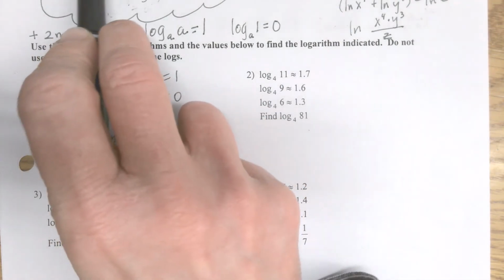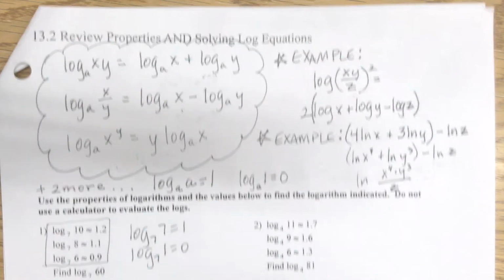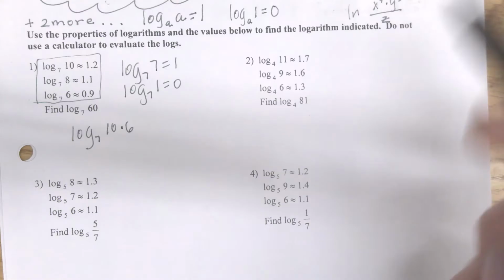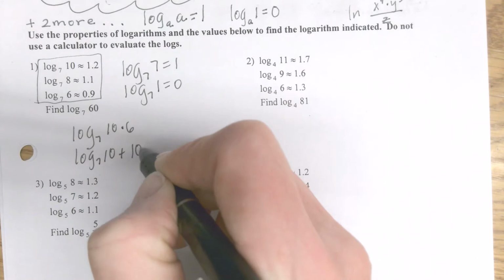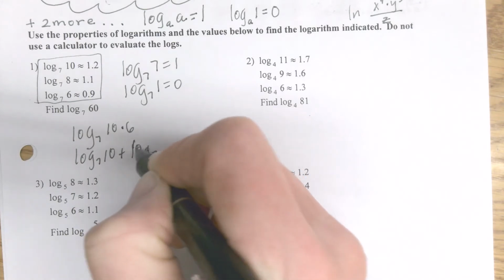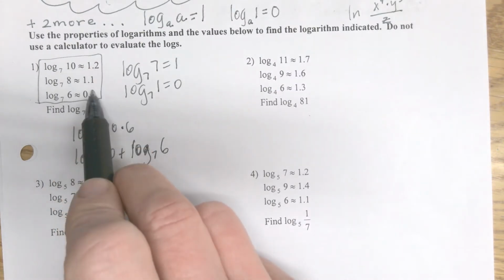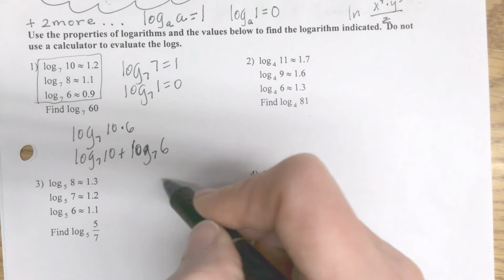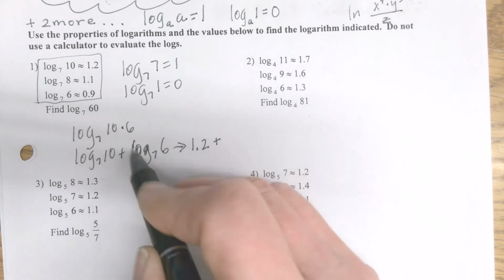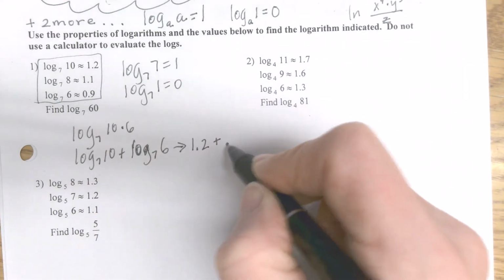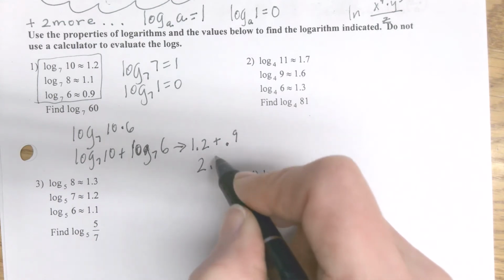Well, that multiplication, oops, I'm pointing up here, that multiplication equates to an addition problem. So what I'd do is rewrite this as the log base 7 of 10 plus the log base 7 of 6. And then I have those values. The log base 7 of 10 is 1.2, and the log base 7 of 6 is 0.9. And now I just have to add those together. 1.2 plus 0.9 is 2.1.